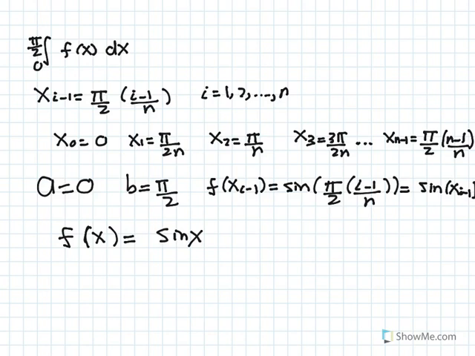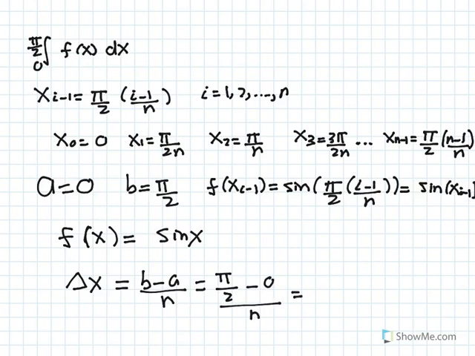Now let's look at delta x. Delta x is going to be equal to (b minus a) over n. That's (pi over 2 minus 0) over n, which is pi over 2n. But we don't have this expression showing up in the Riemann sum, and that means we have to do some algebraic manipulation.